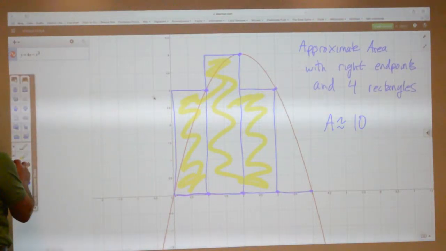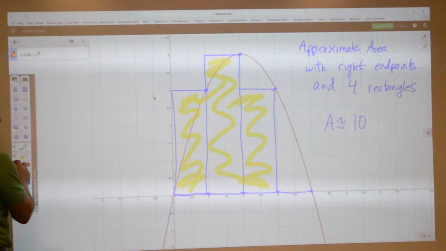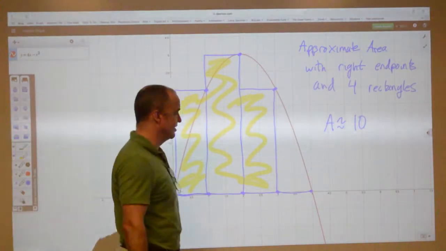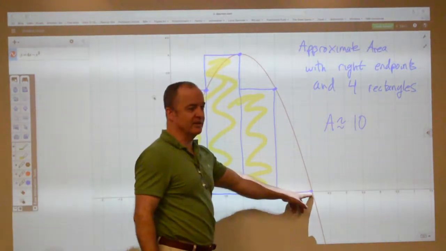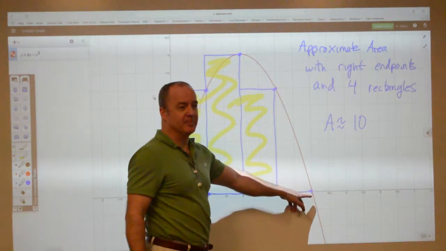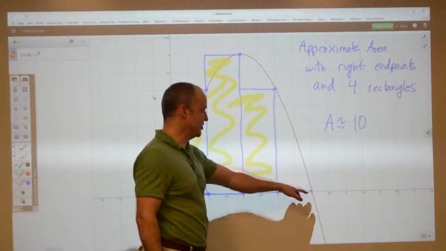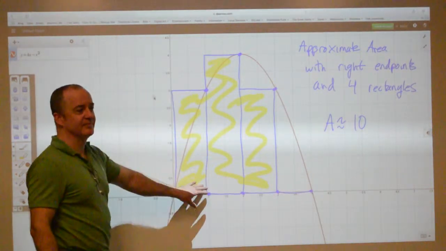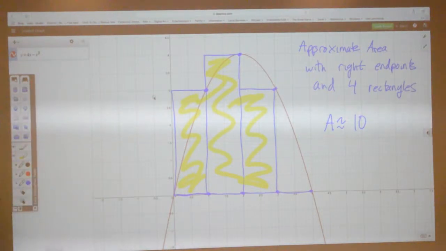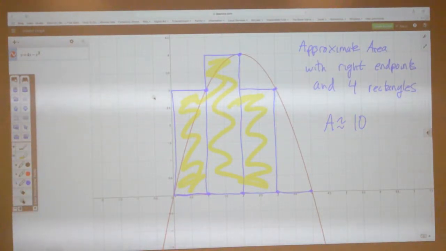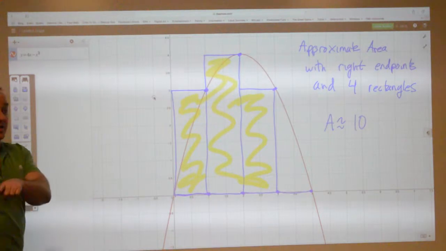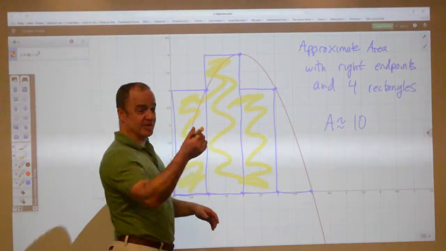I've seen some problems where they're real jerks, and it's like, from 0 to 4, use 7 rectangles, and it's just, can you make the fractions? Do the answers vary based on the number of rectangles? They can. More rectangles, more accurate. Very good, yes, more rectangles. I understand the question, Chris.